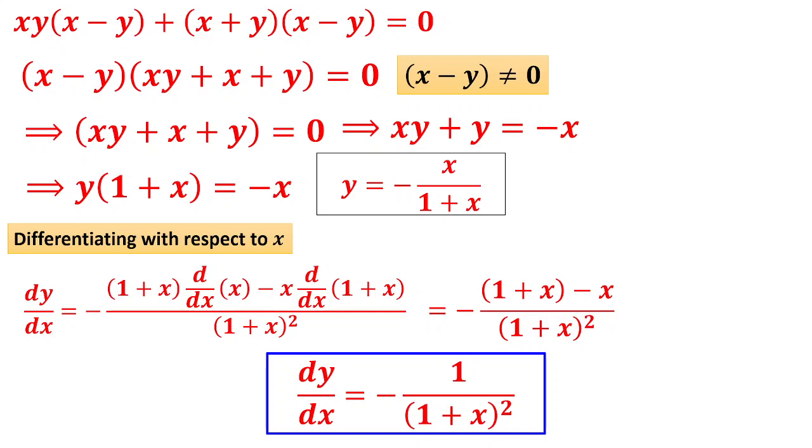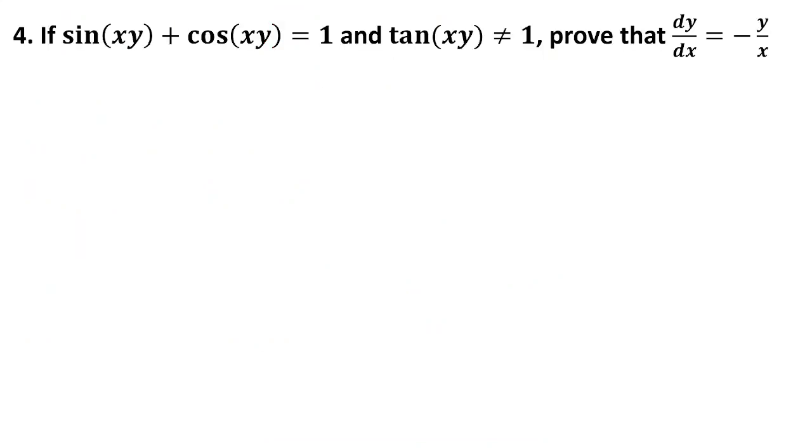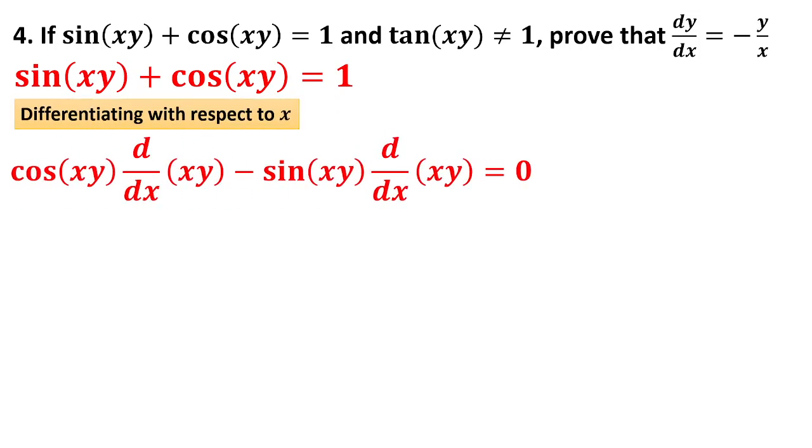Well, let us move on to the next question. Sin of x plus y plus cos of x plus y is equal to 1. And one condition is given that tan of xy is not equal to 1. You have to prove that dy by dx is minus y upon x. Let us start doing it now. Sin of xy, what is the formula? Cos of xy, differentiation of xy. Differentiation of cos xy minus sin xy into differentiation of xy.